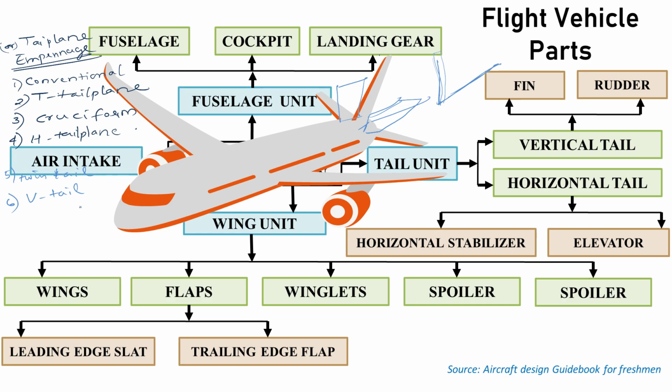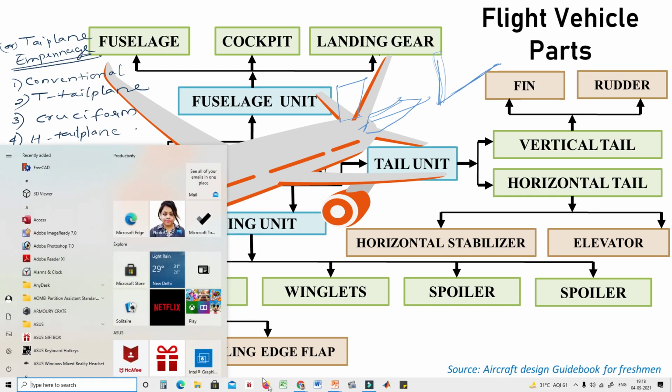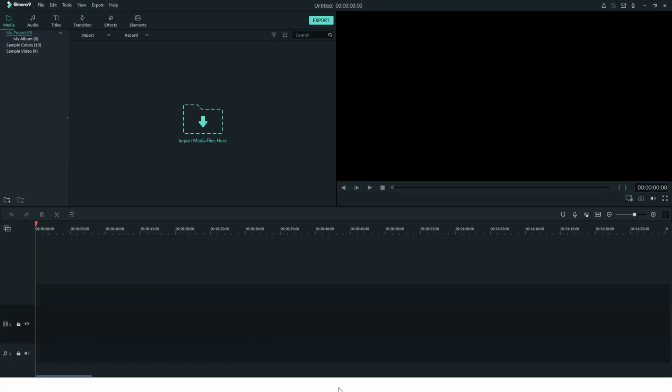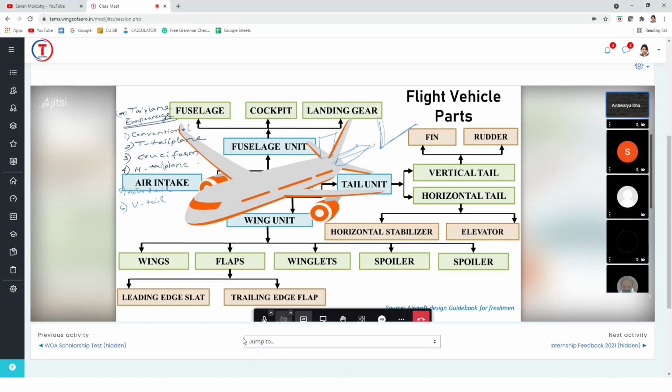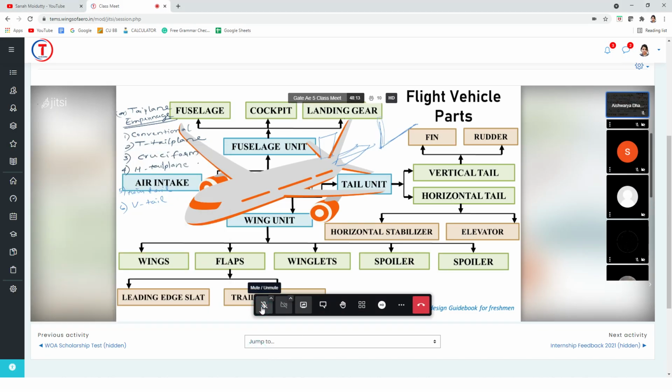Ma'am, in V-tail the rudder is not present, na? In V-tail the functions of elevators and rudders are the same. In V-tail rudders are not present. The vertical stabilizer and horizontal stabilizer are both the same in V-tail.